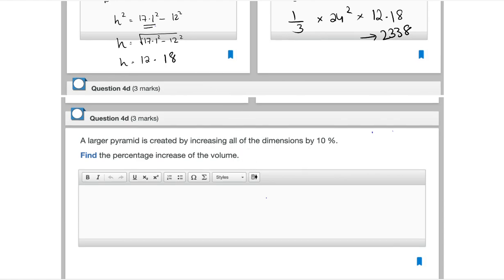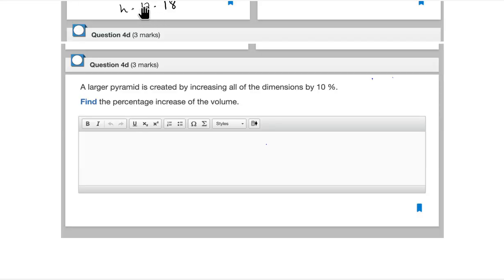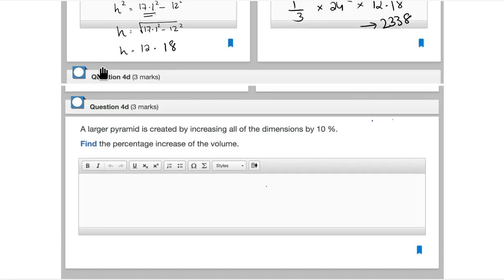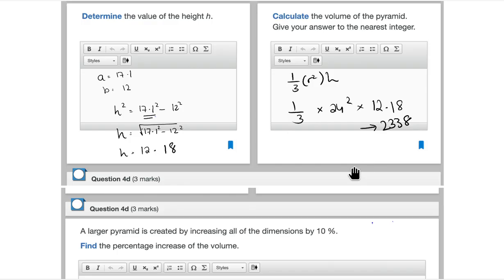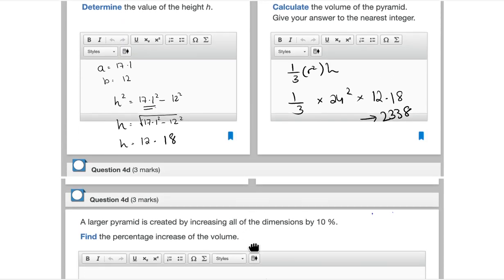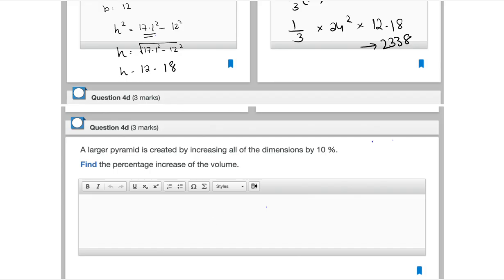A larger pyramid is created by increasing all of the dimensions by 10%. Find the percentage increase of the volume. Okay, it doesn't tell us to find the volume, it just tells us to find the percentage increase.